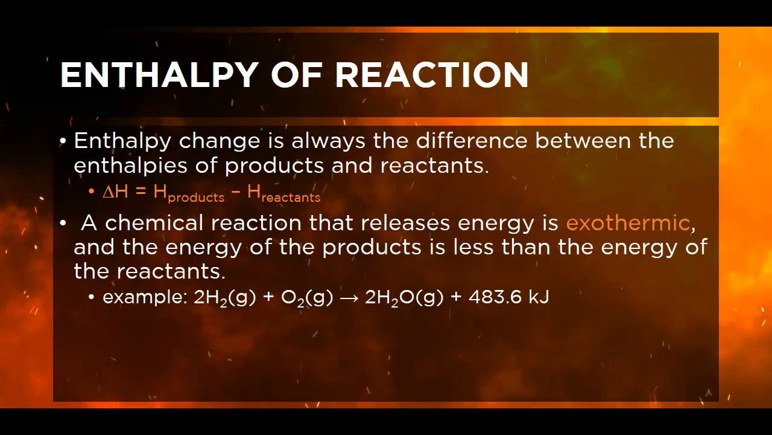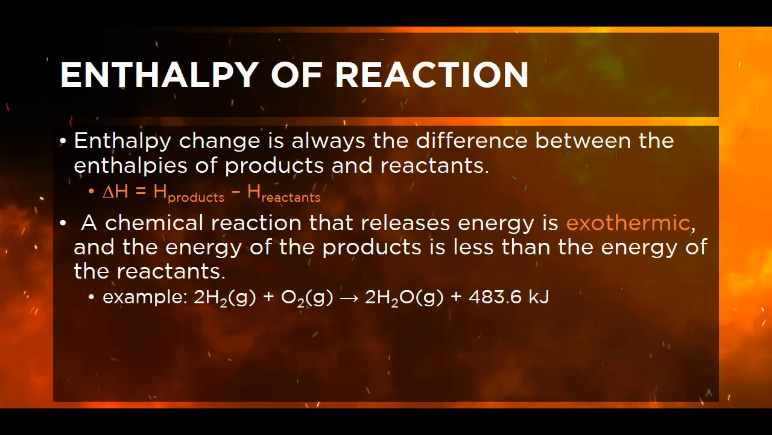How do I find delta H? I look at the products, so how much enthalpy exists on the product side and how much enthalpy exists on the reactant side. I compare them, and the difference between the two is going to be my change in enthalpy.